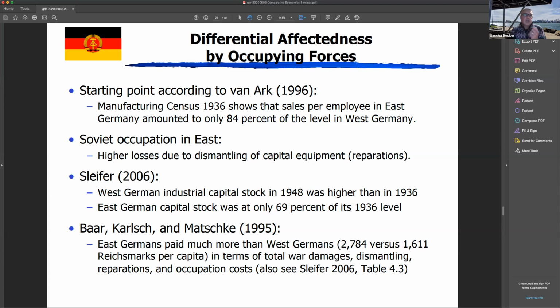So one person who has done a lot on these East-West comparisons on the production side and at the more macro aggregate side, Schleifer, is arguing that the West German industrial capital stock in 1948 was higher than in 36, whereas the East German capital stock was only at 69% of its 1936 level. So all of that tells us that the combination of war and Soviet occupation may have hit the East more. And these are the numbers that give the comparisons in terms of damages, dismantling, reparations, occupation costs, and argues that East Germans paid a far higher amount in terms of Reichsmarks per capita than the West.